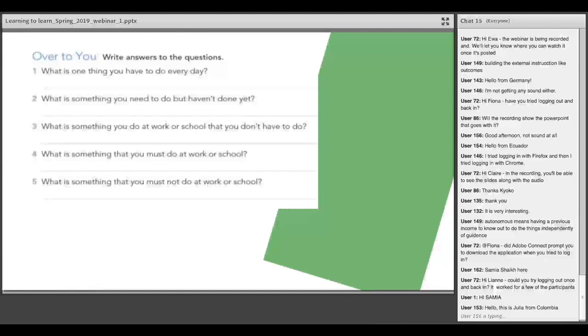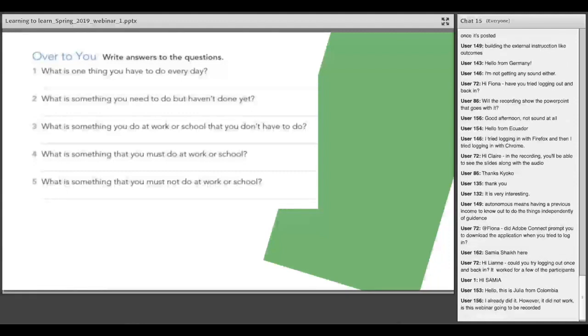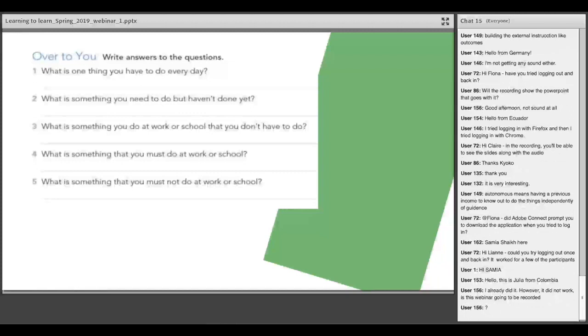And so we do this. It's a topic that a student knows about. They know, what is something you do at work or school that you don't have to do. So we're looking at negatives. What's something that you must do at work or school? So in this case, the student is the expert, and they are personalizing this to themselves, but it's open-ended. And so more of the scaffolding is removed.